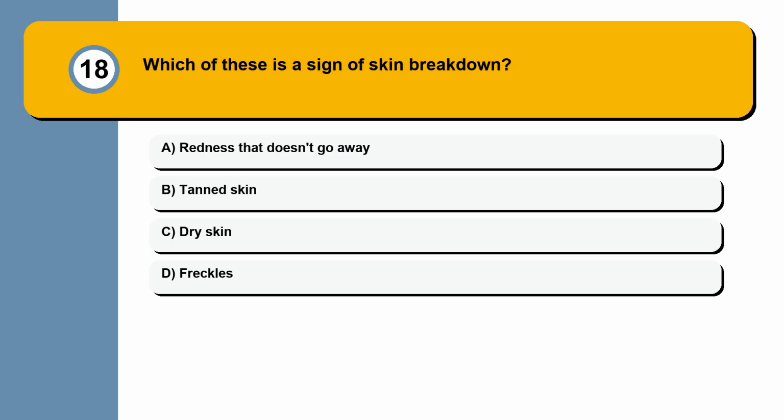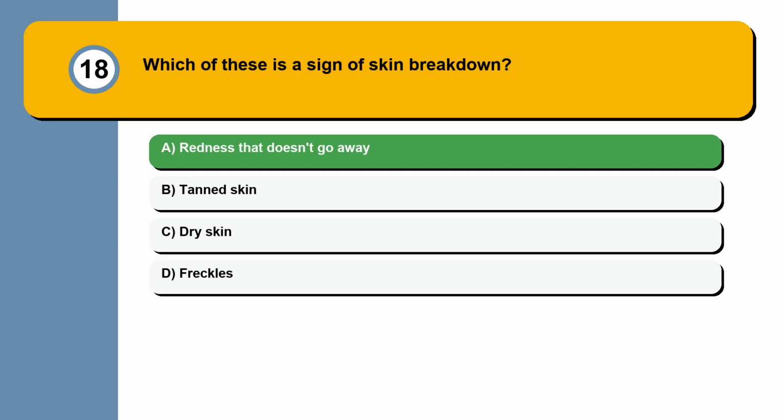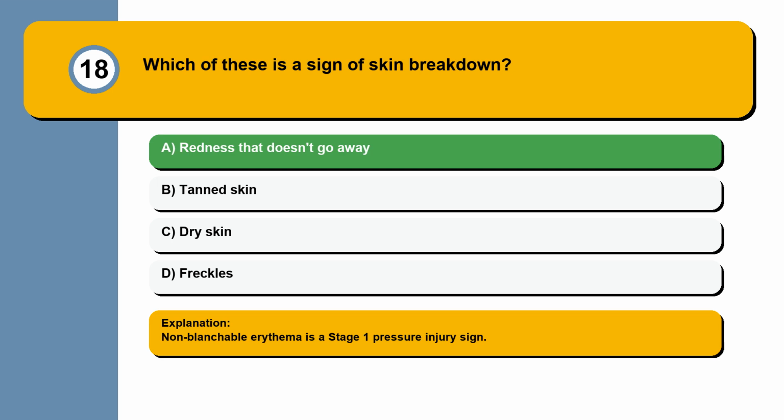Question 18. Which of these is a sign of skin breakdown? Redness that doesn't go away. Tan skin. Dry skin. Freckles. Non-blanchable erythema is a stage 1 pressure injury sign.